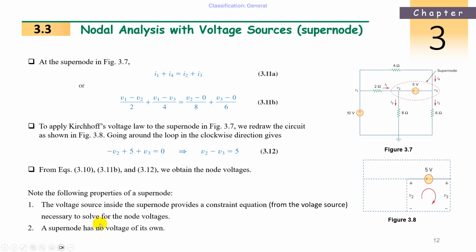Second point, a supernode has no voltage of its own. When you mix together V2 and V3, it is a supernode. It doesn't have any voltage of its own. V2 and V3 will be separate only.